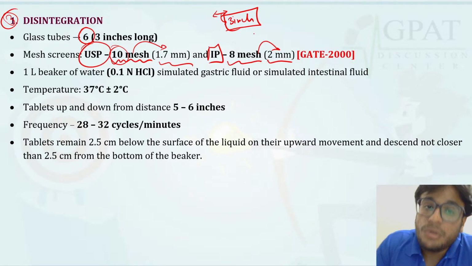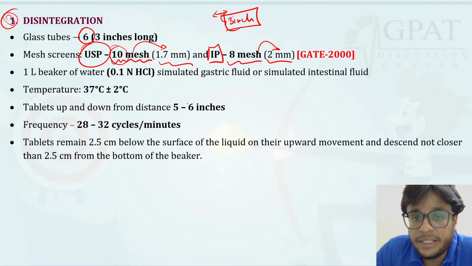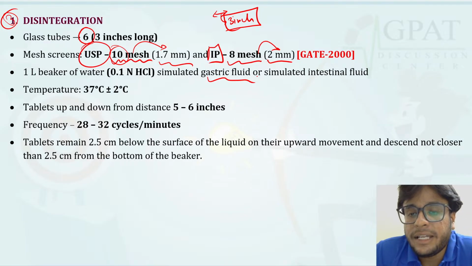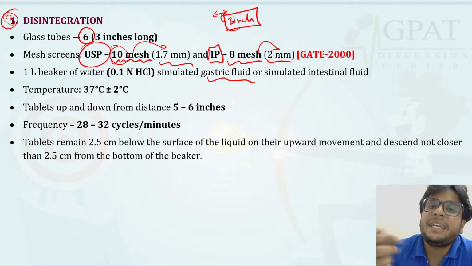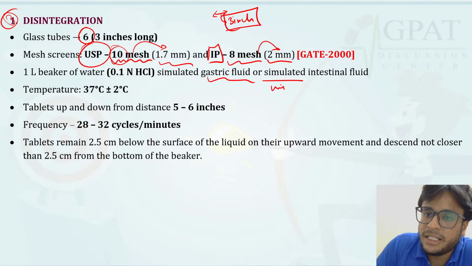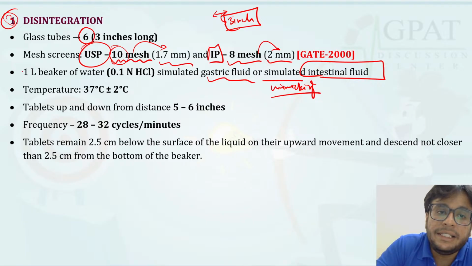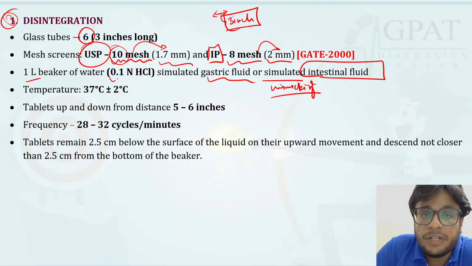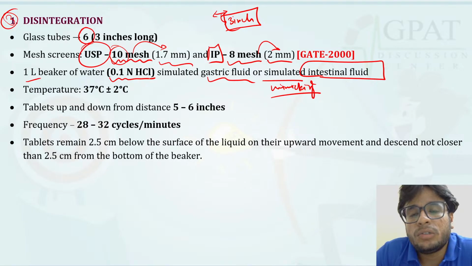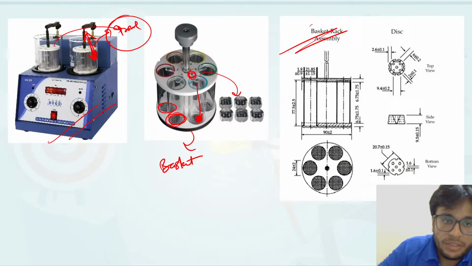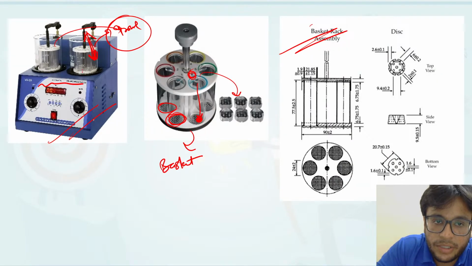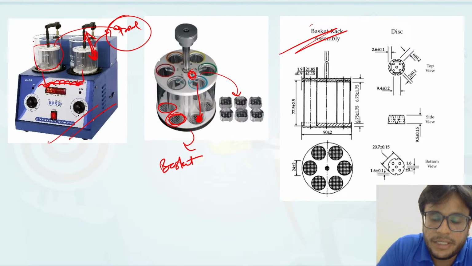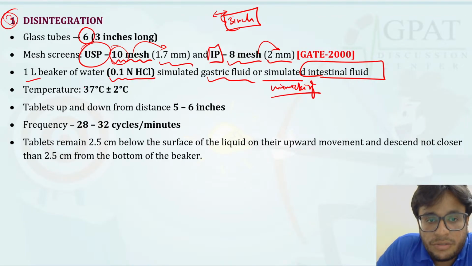Okay, so what solution do we have to take into the beaker in order to simulate the gastric fluid? Yes, we are mainly considering simulating or mimicking the condition. We can also say simulating or mimicking the condition of intestinal fluid. So we have to take a 1 liter beaker that contains 0.1 normal HCl. We also have to provide the temperature, which is not shown here, but there is a heating coil located below these two beakers that heats up the solution. The temperature of that solution should be 37 plus minus 2 degrees Celsius.